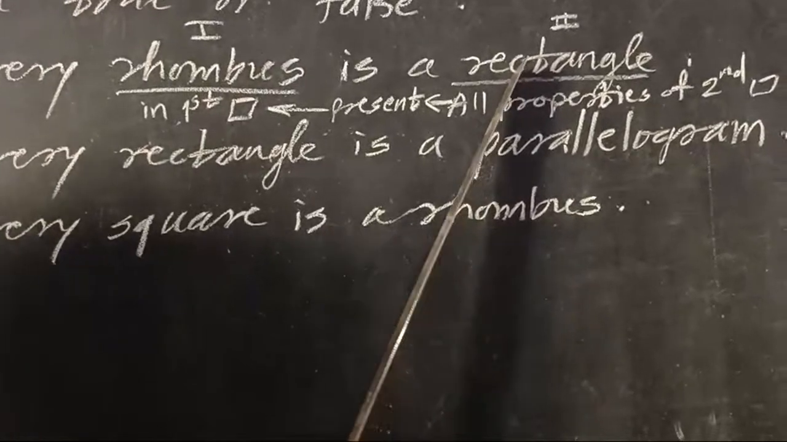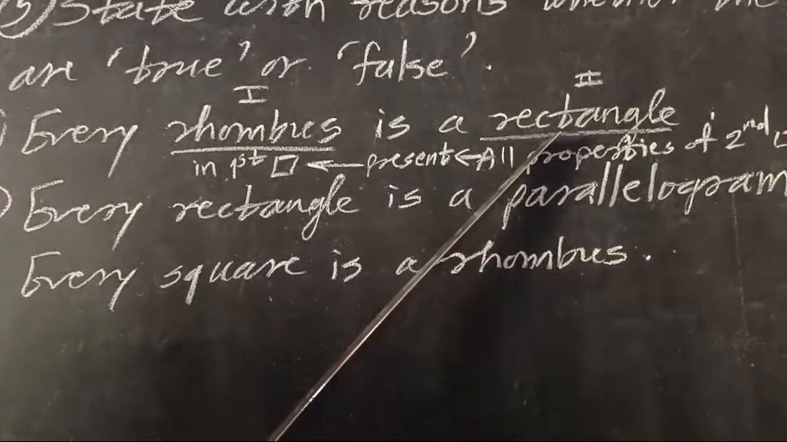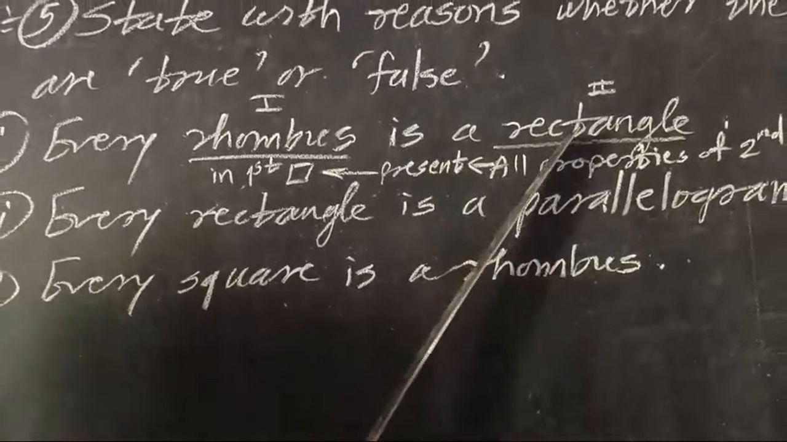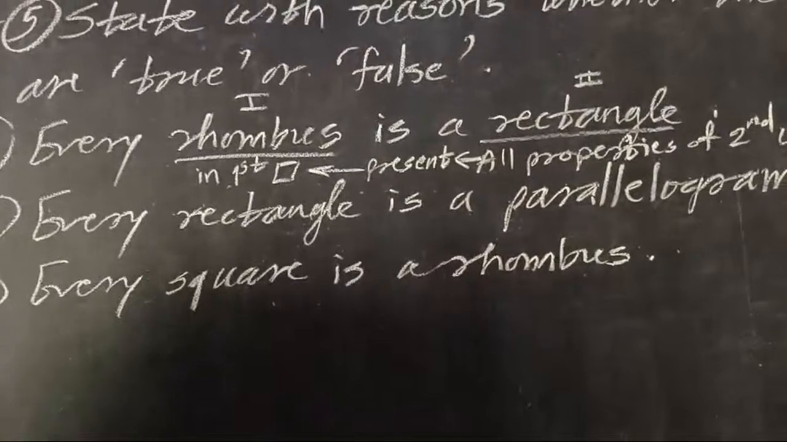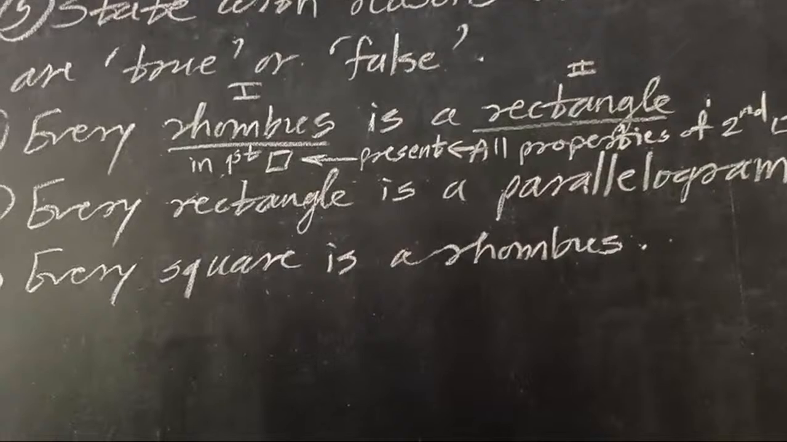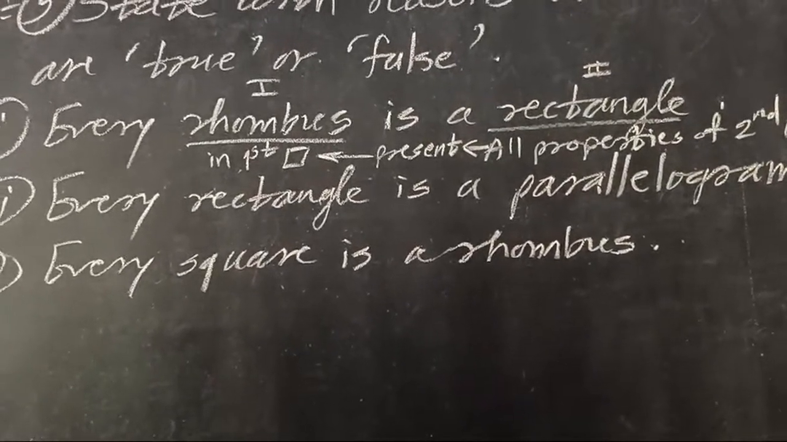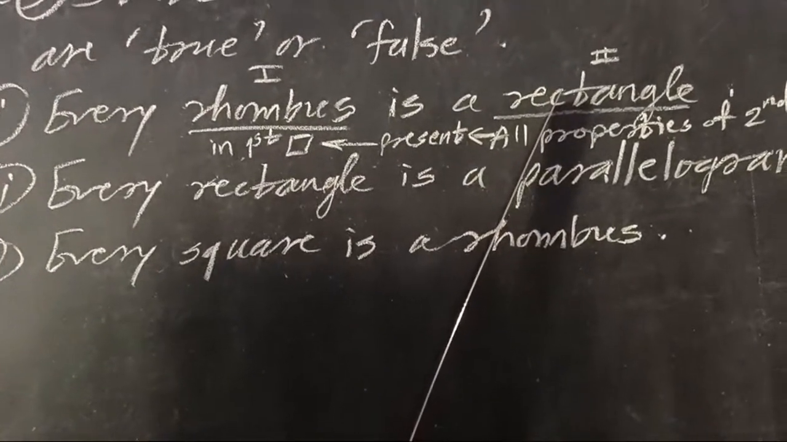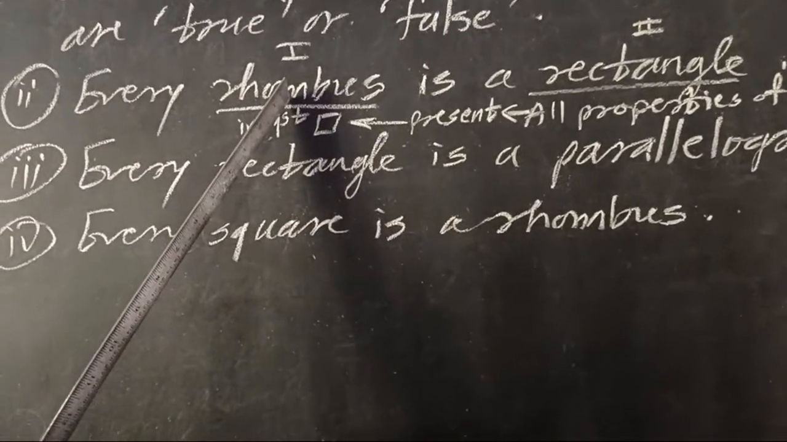Third property of rectangle. All the angles of a rectangle are of 90 degrees. No, that is not a property. That is a definition. We want a property. What is the property? The diagonals of a rectangle are congruent. Good. And for rhombus, is it possible?